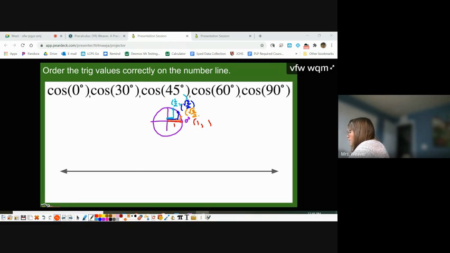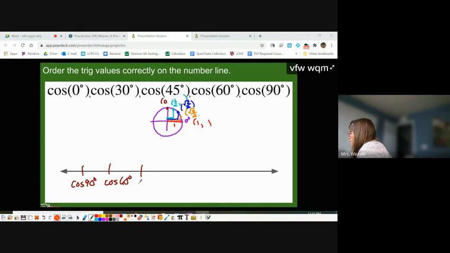Okay. And then, of course, at 90 degrees, our x-coordinate is 0 because we're not going forward or backward. We have 0 distance in the x direction. So it actually falls in the opposite of the angle size. So cosine 90 is 0. Then cosine 60 is a half.